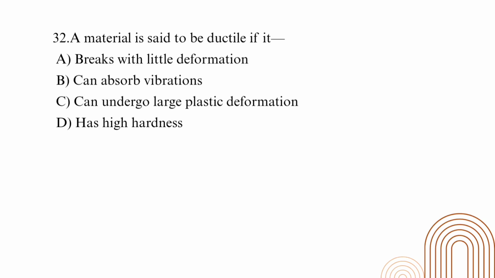Now the next question, question number 32: a material is said to be ductile if it, and options are A, it breaks with a little deformation, option B, it can absorb vibrations, option C, it can undergo large plastic deformation, and option D, it has high hardness. And the correct answer is it can undergo large plastic deformation. A material is said to be ductile if it can undergo large plastic deformation.